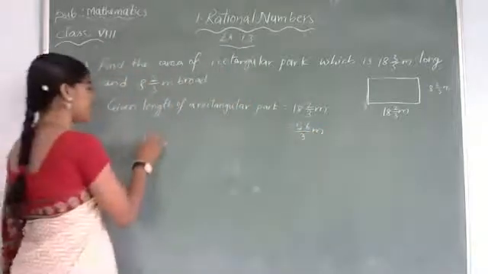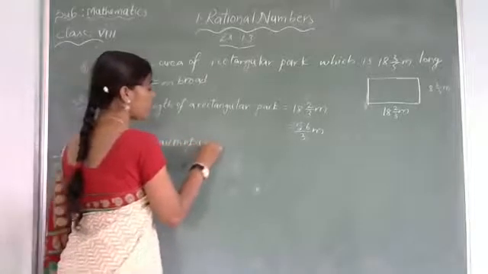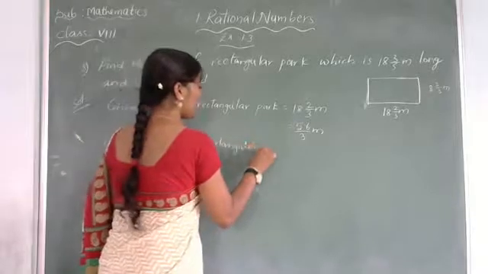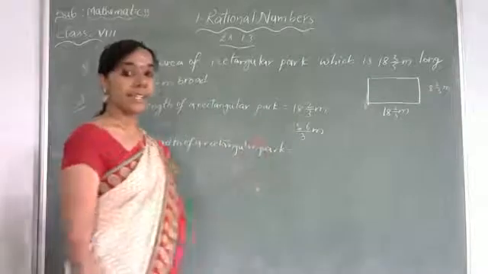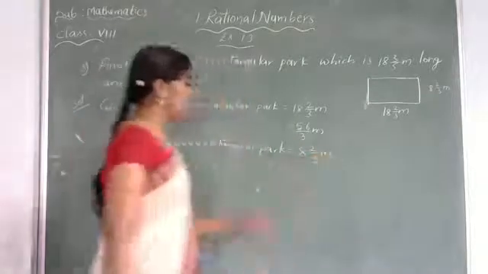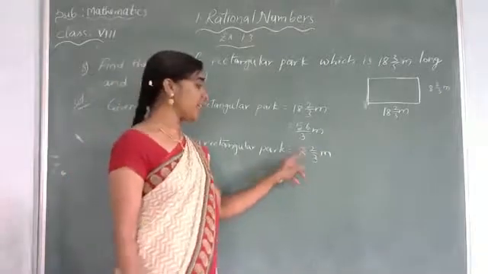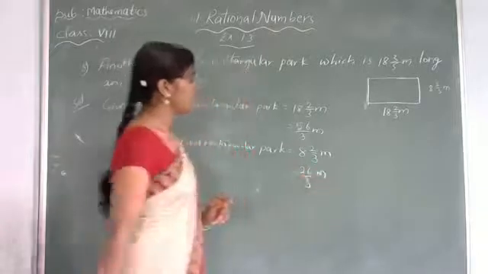Then next, what is given? Breadth of a rectangular park. So how much is given, children? 18 2 by 5 meter. So this also we have to simplify. 5 into 18 is 90. 90 plus 2, 92 by 5 meter.